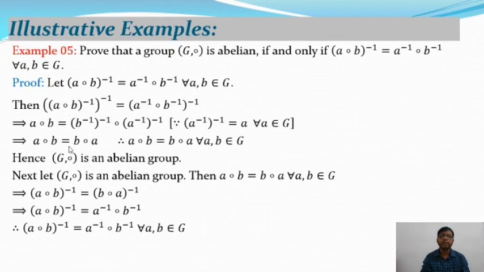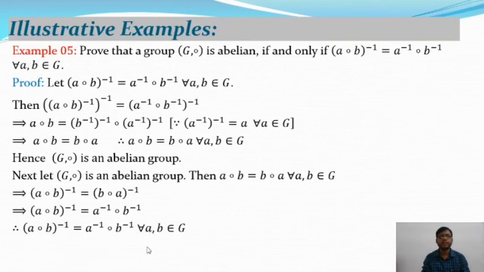Next, let (G, ∘) be an abelian group, and then from this we will show that (A ∘ B)⁻¹ = A⁻¹ ∘ B⁻¹. So (G, ∘) is an abelian group, then A ∘ B = B ∘ A for all A belongs to G. This is the definition of the abelian group. Okay. So now taking inverse on both sides, we will get (A ∘ B)⁻¹ = (B ∘ A)⁻¹. So you know that (B ∘ A)⁻¹ = A⁻¹ ∘ B⁻¹. So therefore (A ∘ B)⁻¹ = A⁻¹ ∘ B⁻¹ for all A belongs to G.